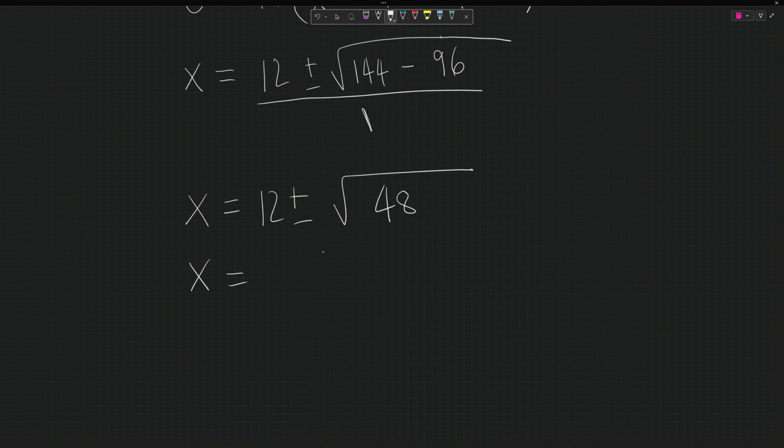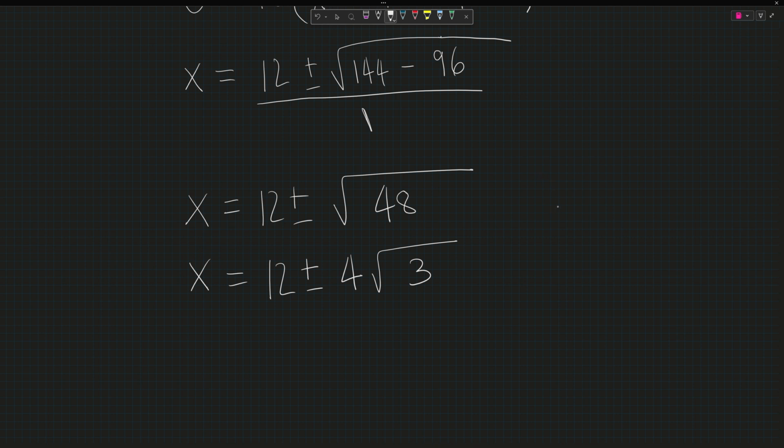And I'm just going to take a 4 out. I could take a 16 out. So I could do 12 plus or minus, 16 times 3 is 48, so I'm going to do 4 square root of 3. And that's our answer. But we are not done yet. So we have x that could equal 12 plus 4 square root of 3 or 12 minus 4 square root of 3. Now, how do we know which one to use?